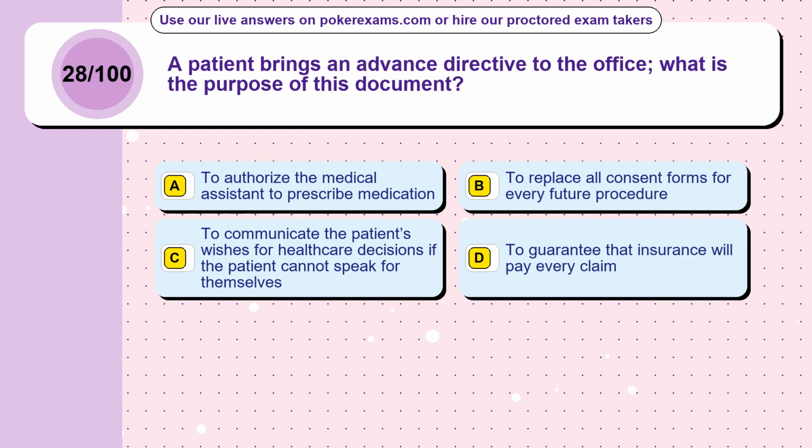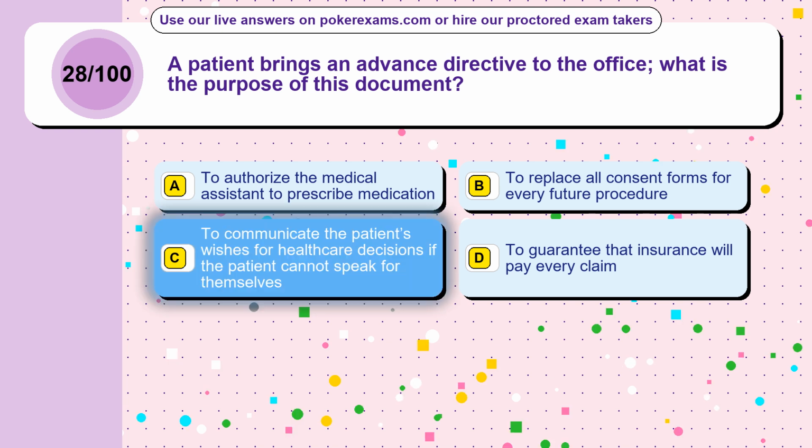Question 28. A patient brings an advance directive to the office. What is the purpose of this document? Option A, to authorize the medical assistant to prescribe medication. Option B, to replace all consent forms for every future procedure. Option C, to communicate the patient's wishes for healthcare decisions if the patient cannot speak for themselves. Option D, to guarantee that insurance will pay every claim.